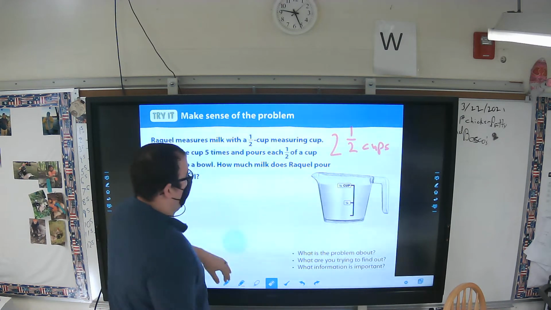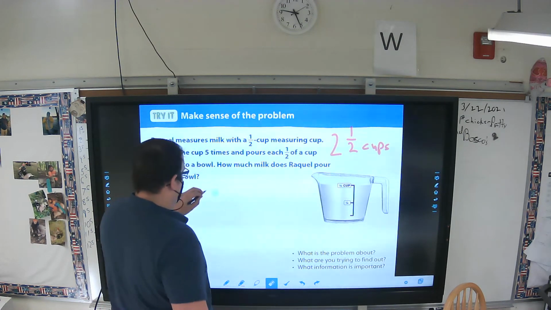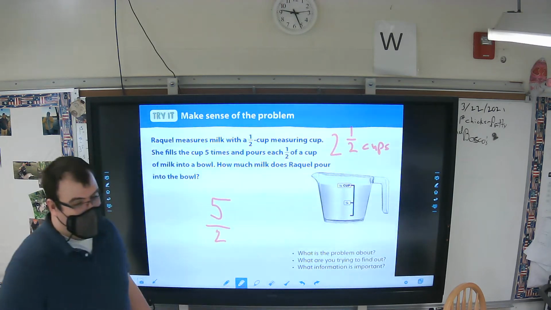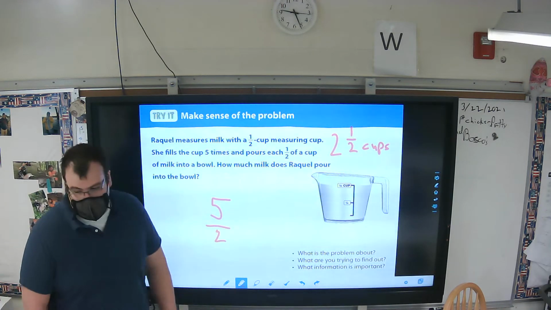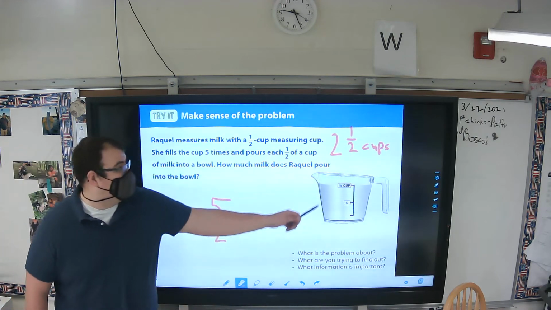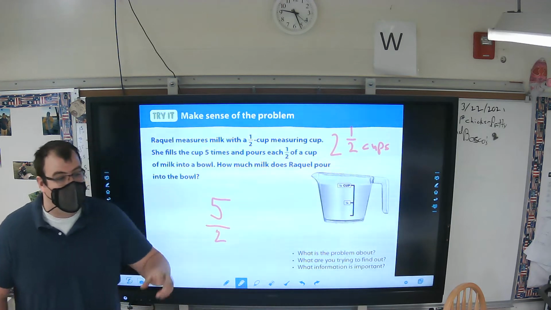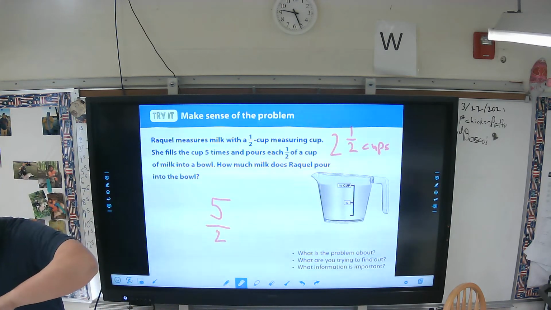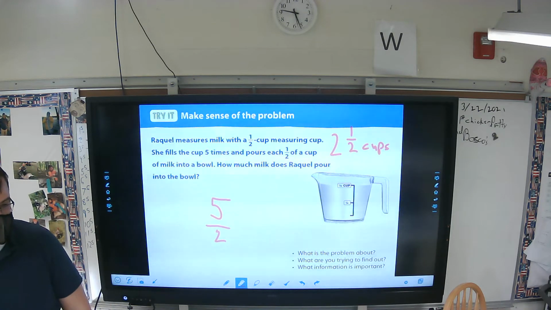Do we know what we call 5 and a half? What do we call it? Improper fraction. So we're taking an improper fraction and we're making it a what? Not a proper fraction, but a mixed number. You take an improper fraction and make it a mixed number. Does that make sense? Yes.